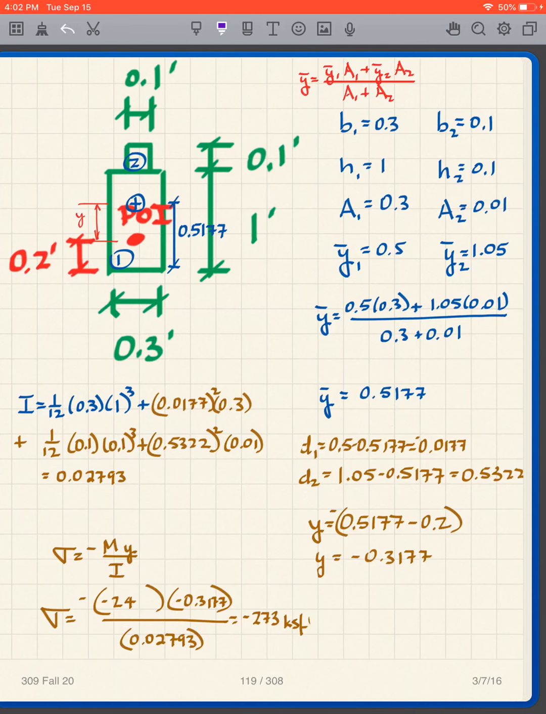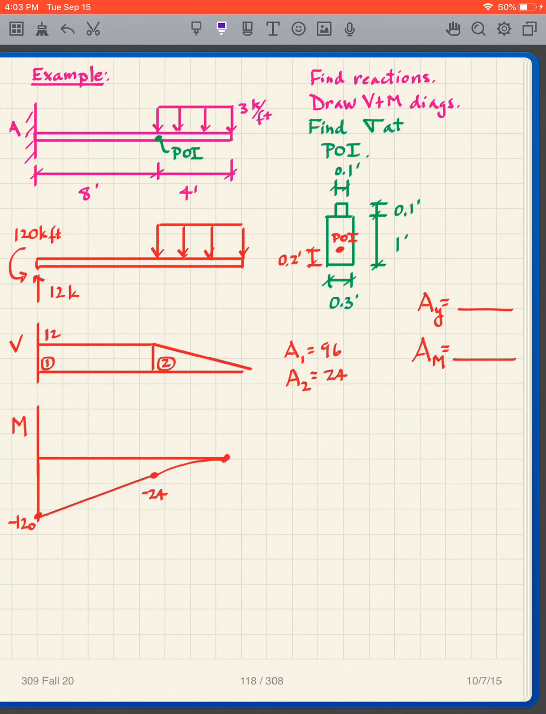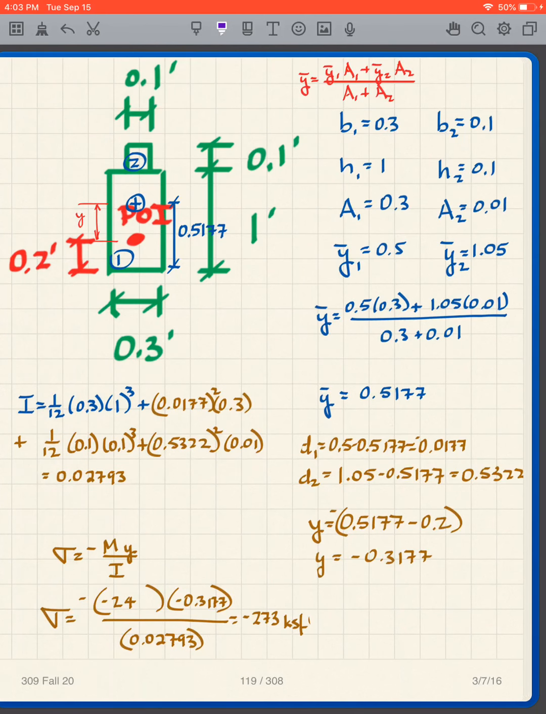Okay. What do I use for my M? M comes from the moment diagram. There's my point of interest. There's my value for the moment from the moment diagram, negative 24. So negative 24, don't forget the minus sign that comes from that.